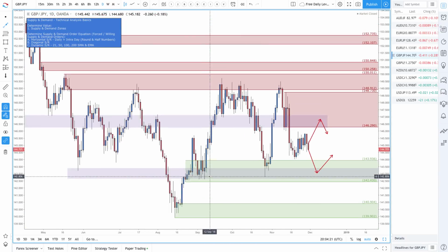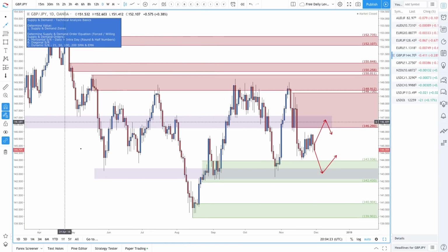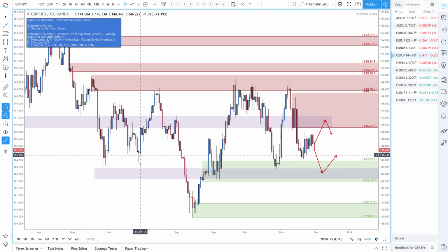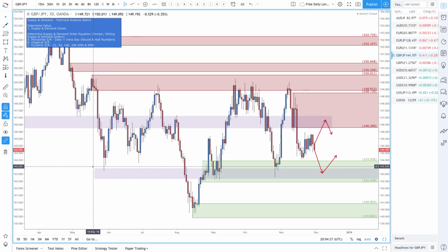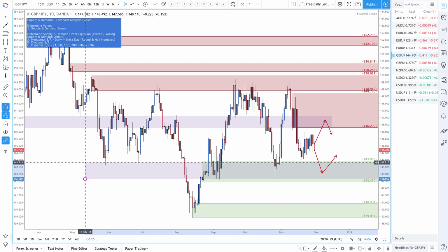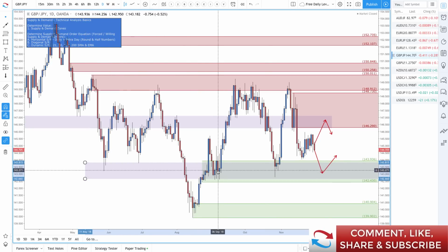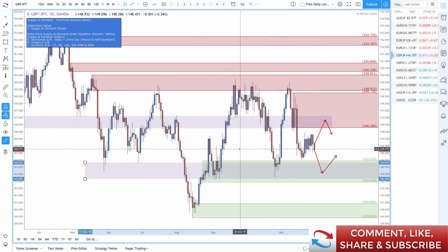From a horizontal perspective, we've got support here. If you do want to move it up slightly, be my guest, but you've got a bit of support and resistance in here, a bit of resistance, sorry, support here. So if prices again come down into this area here, this is where you're going to be looking to potentially get long.